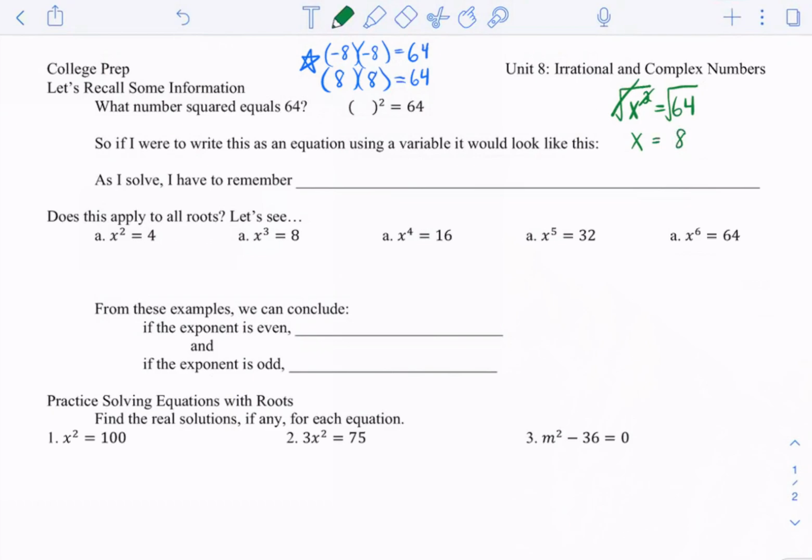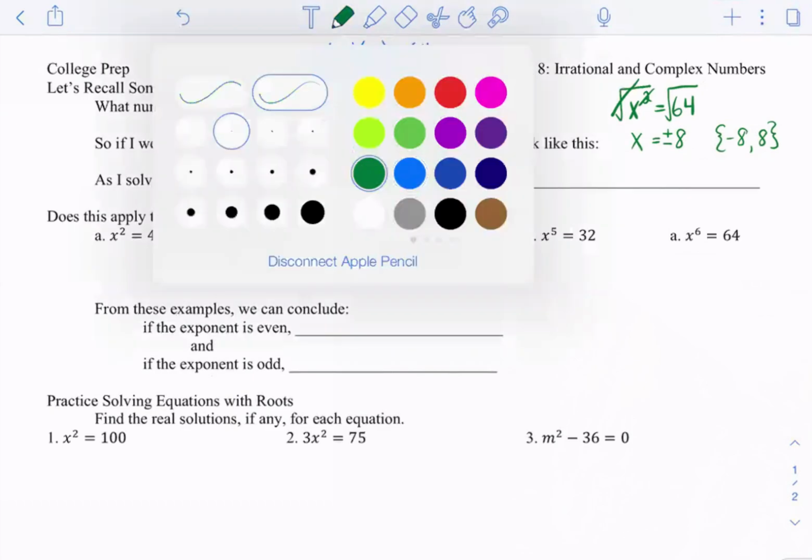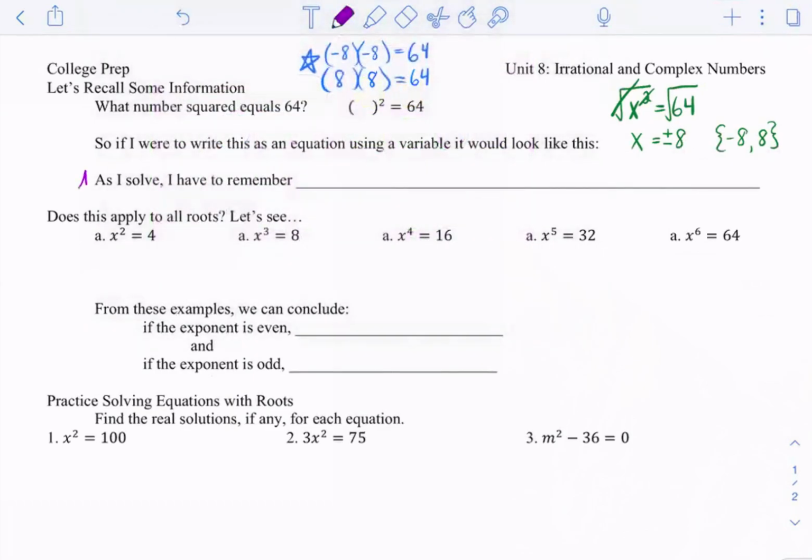It's either a positive 8 or a negative 8. So I could write that as plus or minus 8. So you could write your answer like that, or you could write it in brackets to show that these are my two answers, -8 and +8. So here, this is what we're going to write notes on right here. This is what we just learned.